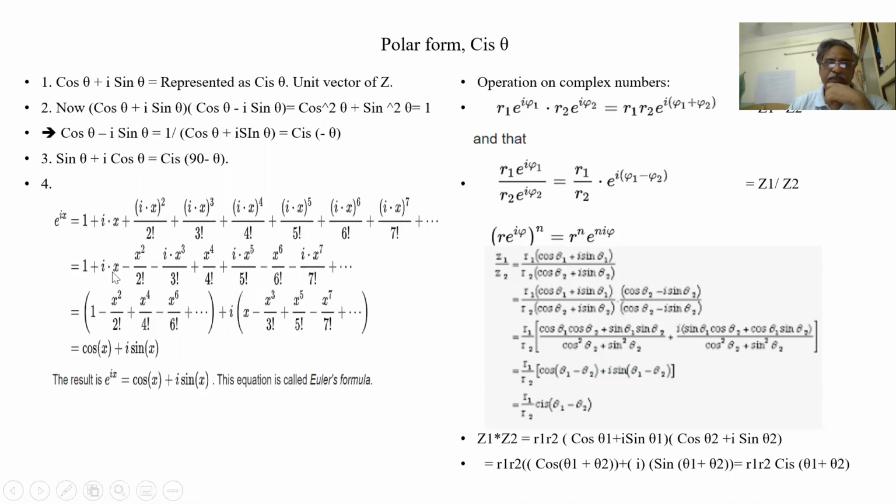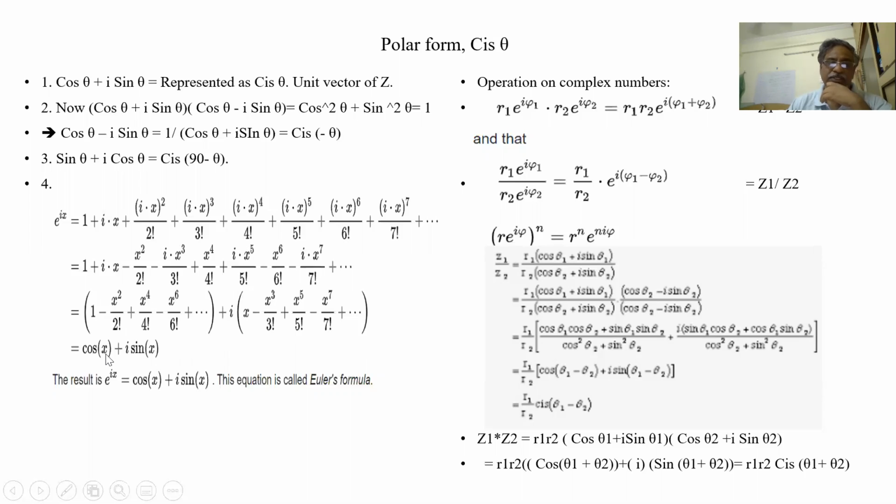So 1 plus ix minus x squared by 2 minus i x cubed by 3 plus x to the power of 4 by 4 factorial. Like that, the expansion repeats. So when I group together the i terms and real terms, the real terms are 1 minus x squared by 2, x to the power of 4, x to the power of 6, x to the power of 8. These are the real terms. x cubed by 3, x to the power of 5 are my i terms. This is the expansion of cos theta.